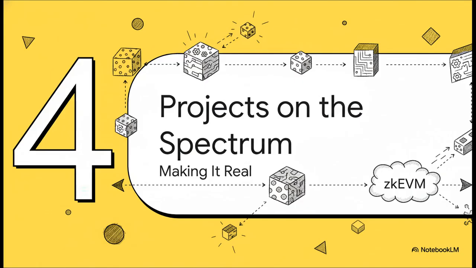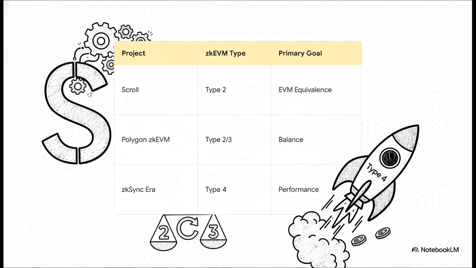Okay, so that's all the theory, but how does this actually play out in the real world, with real projects? Let's take some of the biggest names in the ZK rollup space and see where they fit on this spectrum. This table gives us a fantastic snapshot. You've got Scroll, which is a textbook type 2, really focusing on that EVM equivalence to make life easy for developers. Then you have Polygon zkEVM, which kind of lives between a type 2 and a type 3, trying to strike a balance between the two. And then there's zkSync Era, a pure type 4, gunning for performance and low costs above everything else.